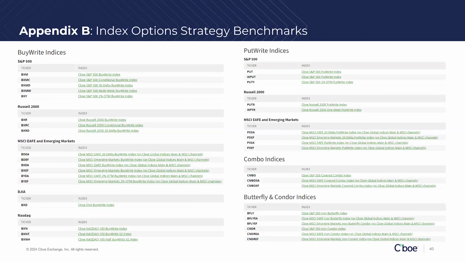For the appendix, what I'm showing is the different types of options-based trades that Cboe has created ETF index products for. To quickly backtest whether a buy-write, a put-write or a collar strategy is suitable for your portfolio, you use these tickers to proxy what the strategy will be in the context of your portfolio.